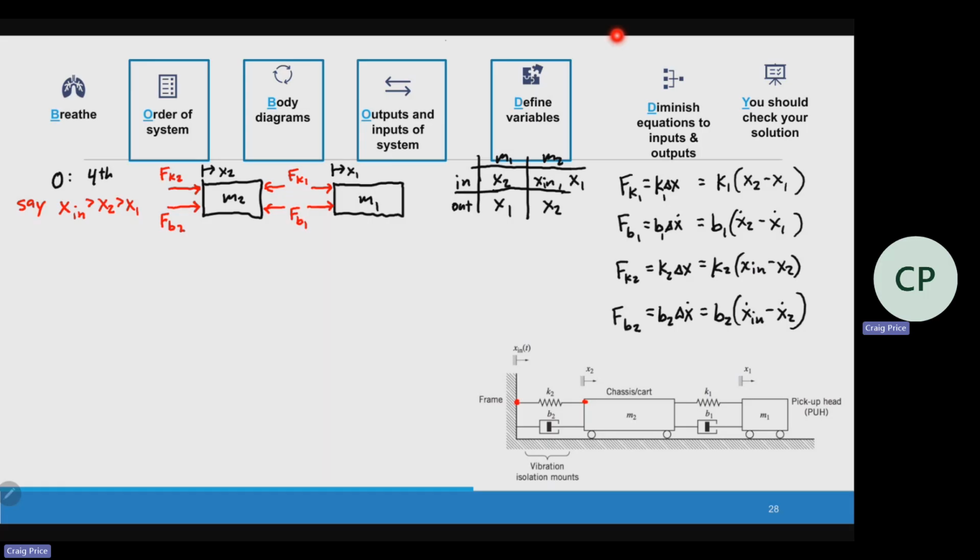All right. So we have our four definitions for our four different forces. We're going to take those and we're going to create our two second order equations. One equation for each mass. So we can start with the easy one first, mass 1. For mass 1, I just have two forces. I have a positive FK1 plus FB1. So we can just put those definitions out there.